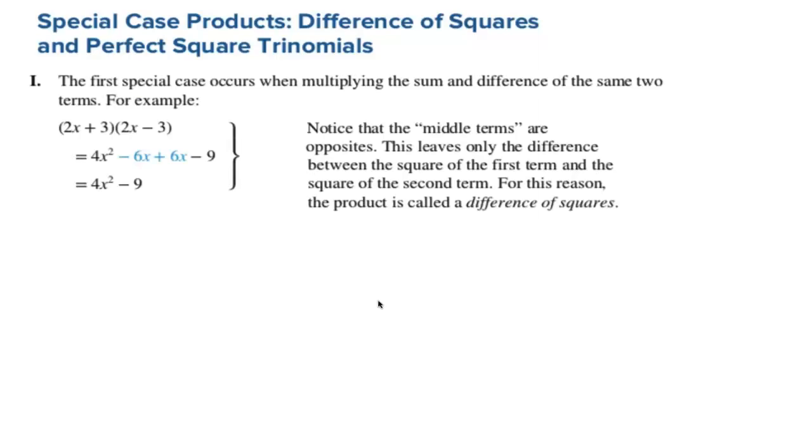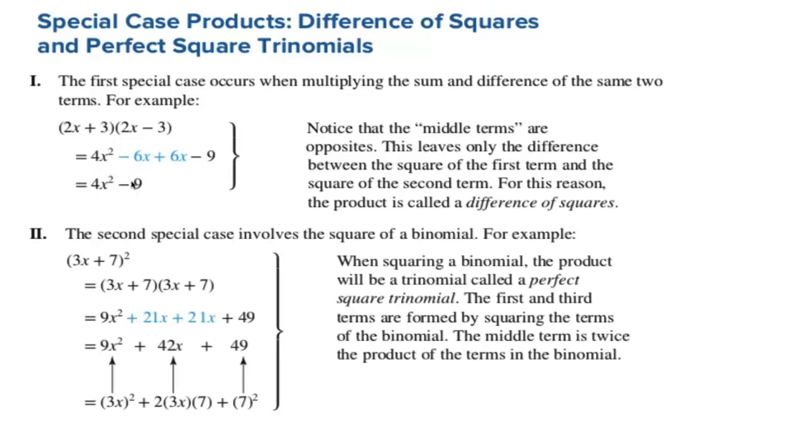Some special cases are difference of squares and perfect square trinomials. Notice when I multiply, notice these terms, 2x plus 3 and 2x minus 3, they're the same except this one is plus, this one's minus. When we have something like this, the middle terms will cancel. So notice the outer terms, 2x times negative 3 is negative 6x, and the inner terms, 3 times 2x is positive 6x. Those will cancel. So this will happen when we have this special case.